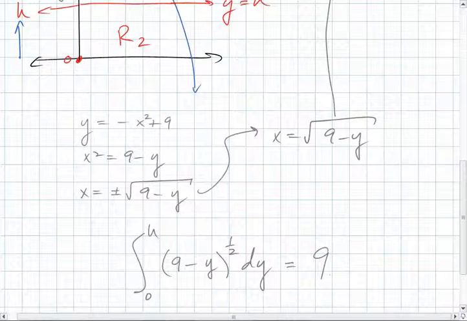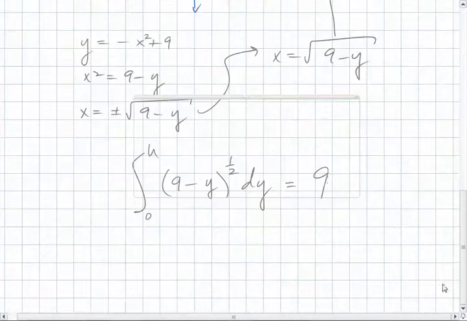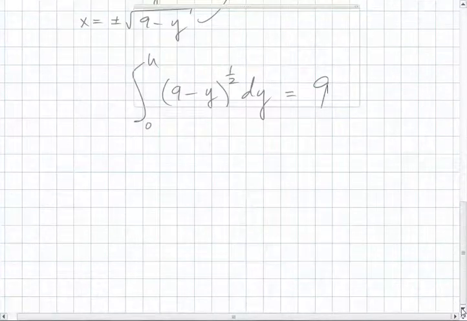So what you have to do now is solve this. You integrate and you try to solve. So that's what I'd like you to try to do now. The equation is right there, 0 to h. Please solve.